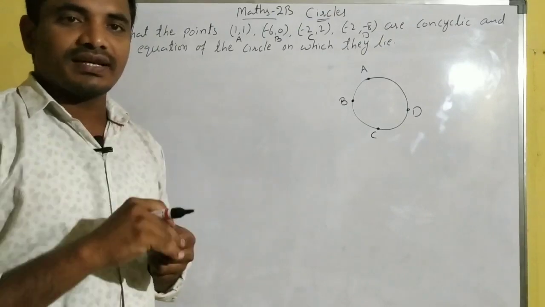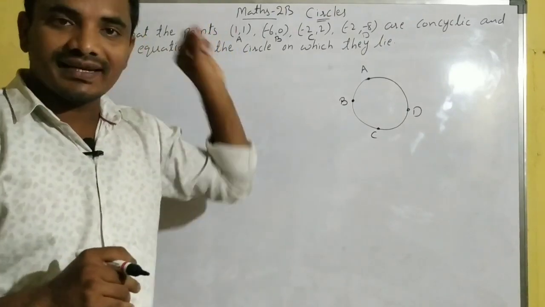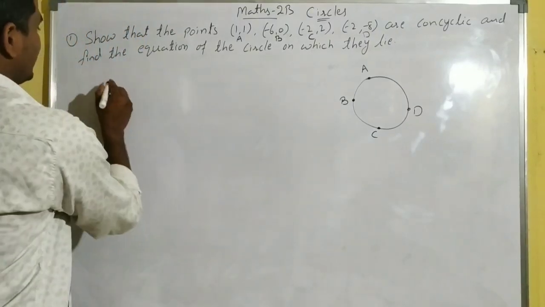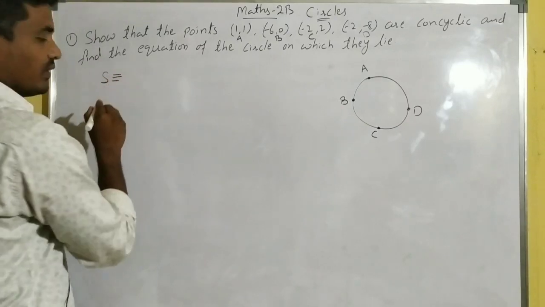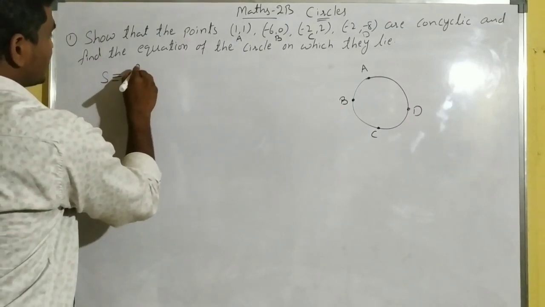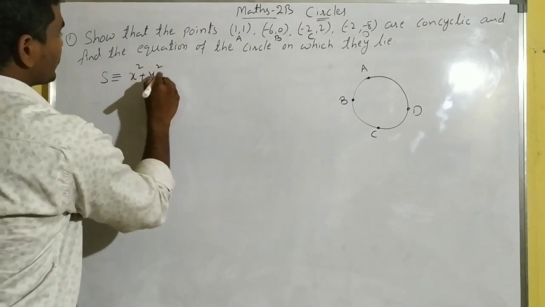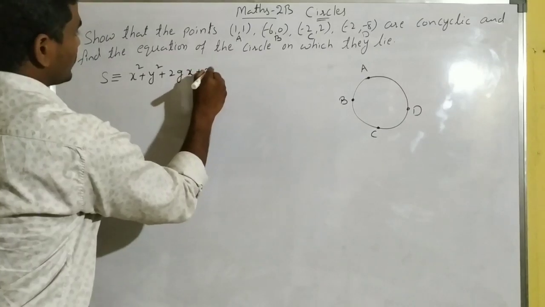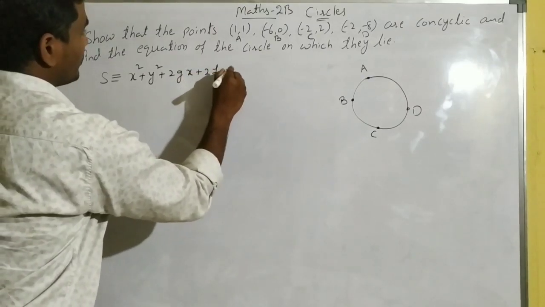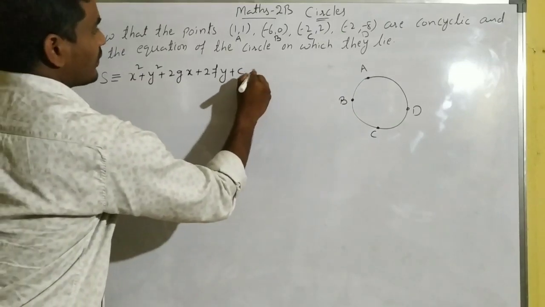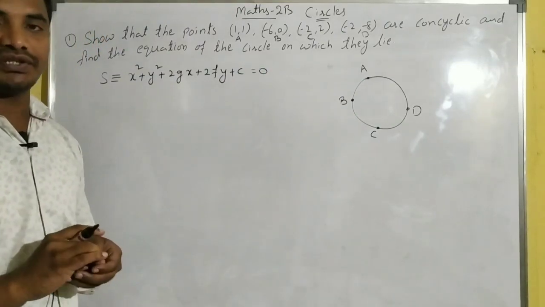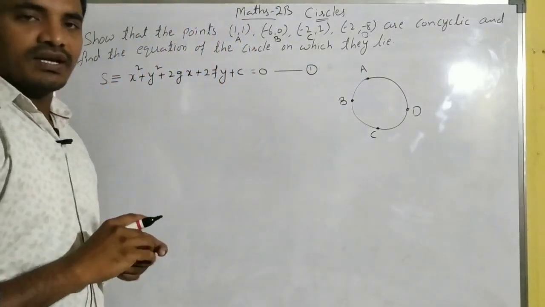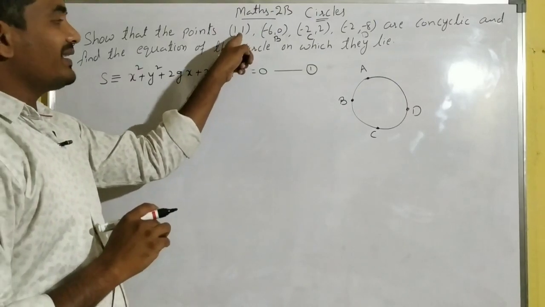If a point lies on the circle, when you substitute this point in the circle equation, we will get 0. So let me take the general form of the circle equation: S = x square plus y square plus 2gx plus 2fy plus c equal to 0. This is the general equation. Let this be equation number 1.